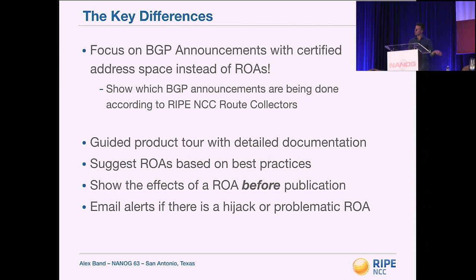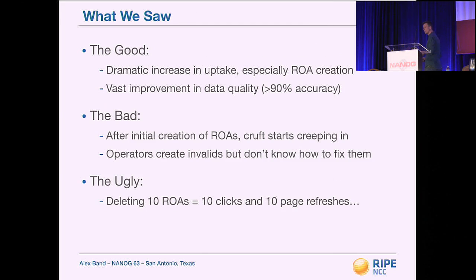So if you would create a ROA, it would give you an overview of all of the affected BGP announcements, saying, if you publish this now, this is what will happen, just so you know. And then if you were completely happy with the result, you could hit publish and go. And lastly, like I said, email alerts.